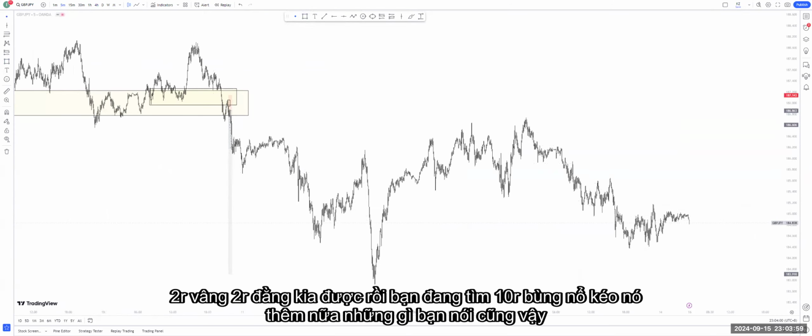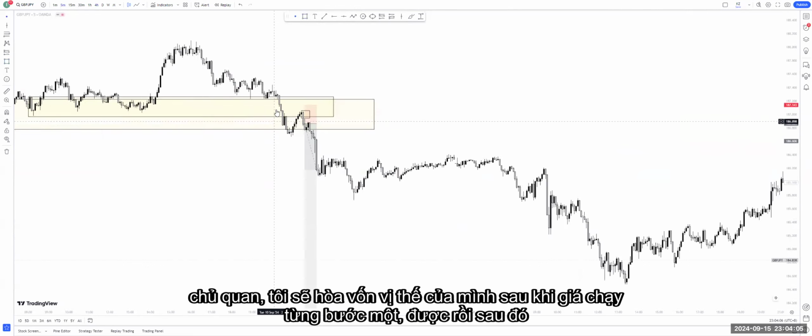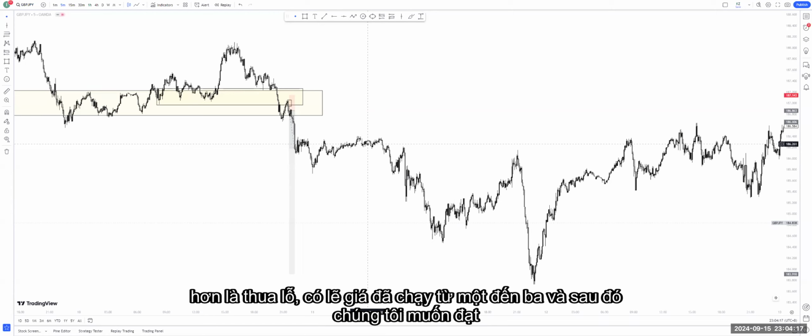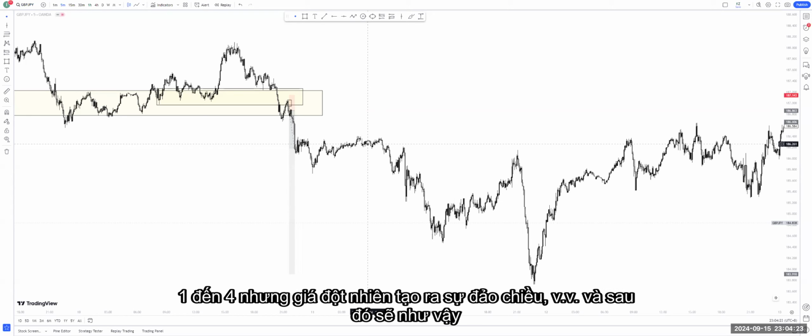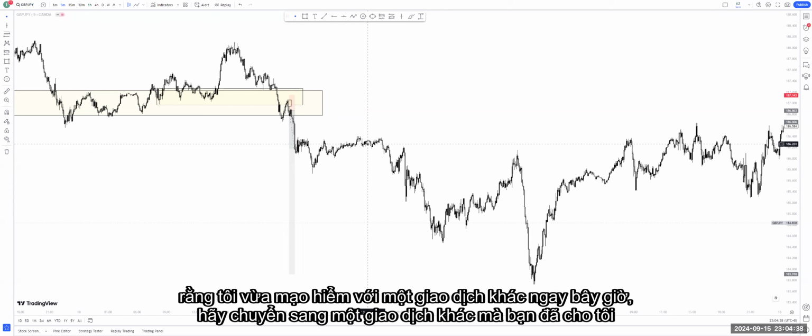Would you say BE is also subjective? I'm going to break even my position after the price running 1-to-1. Yeah. I would rather take a BE than a loss, right? Maybe the price already running like 1-to-3, and then we want to hit 1-to-4, but the price suddenly creates a reversal, and then hits our BE. Yeah, I would rather hit my BE than hit my stop loss. So I'm going to take the risk that I've risked just now forward to another trade.